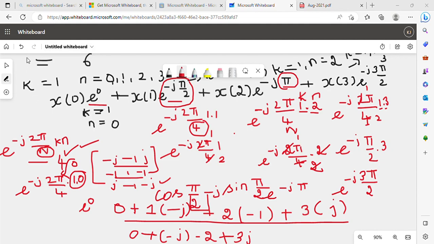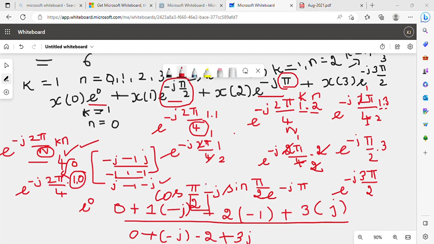See, now here I have taken cos pi by 2, right? So I'll cancel that and only take it as pi, so this is e to the power of minus j pi. For e to the power of minus j pi, you get cos pi minus j sin pi. For this, you get cos 3 pi by 2 minus j sin 3 pi by 2. That is what you get.